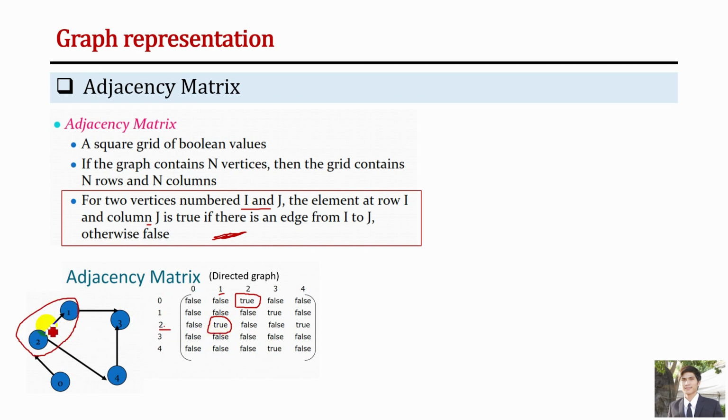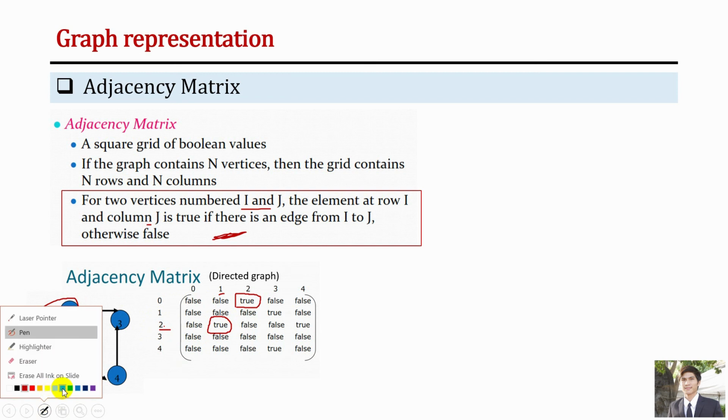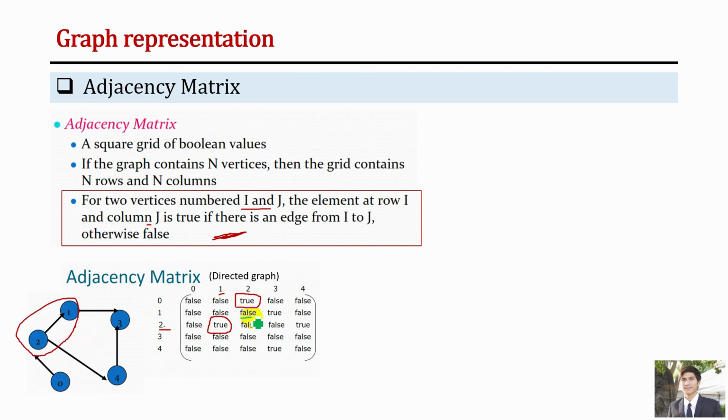However, from 1 to 2, we don't have any connection. That's why we got false. Because it is a directed graph, there is a direction, right? From 1 to 2, there is no relationship. So in our matrix representation, at row 1 and column 2, the value is false.